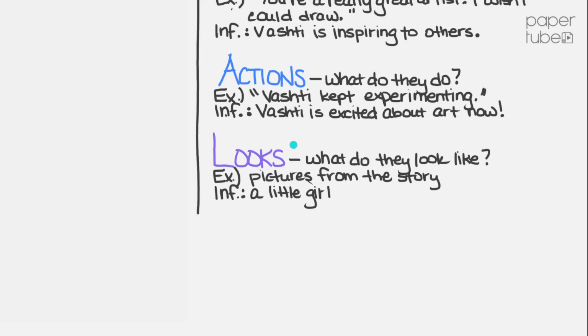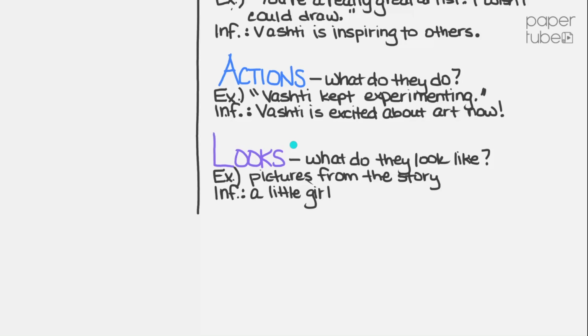So in the case of The Dot here, we see exactly what Vashti looks like, and I'm going to say I really can't infer too much about her as a character based on her looks, other than she's a little girl in school, right? So sometimes the looks can be super helpful to give us extra information.